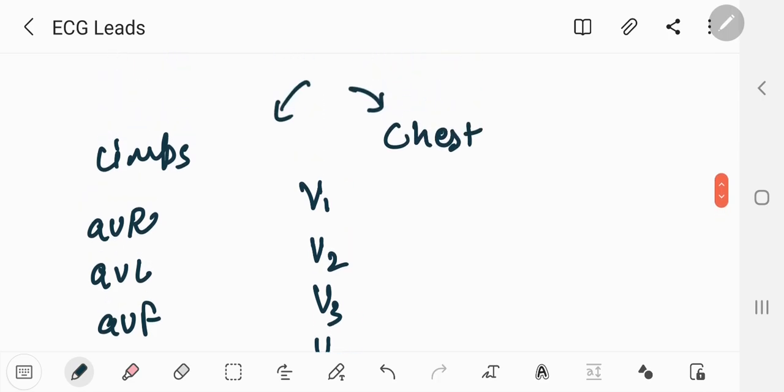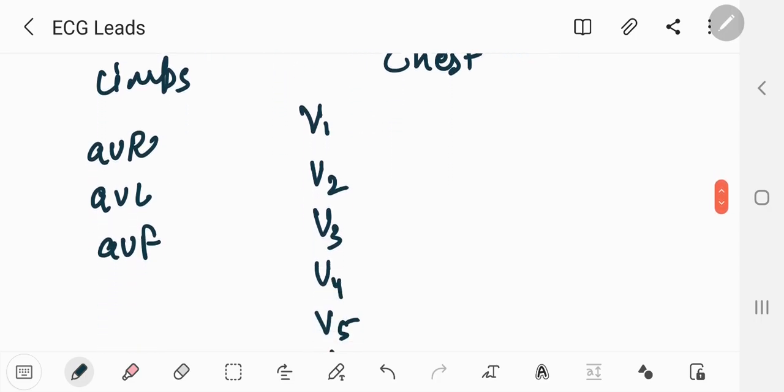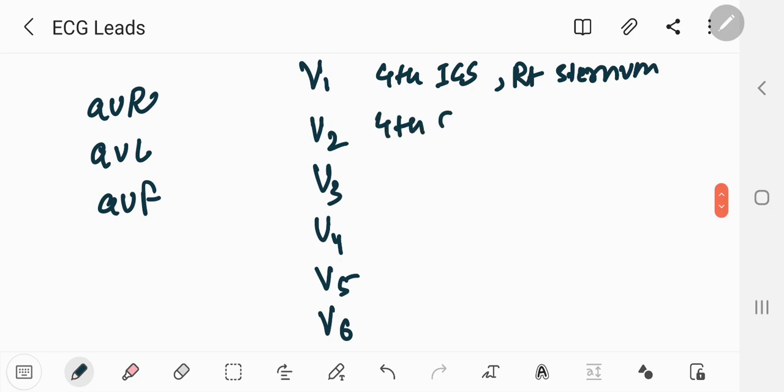Okay, now what is important for us to know is also the location of the chest unipolar ECG leads. So V1 is placed on the 4th intercostal space, opposite to the place where normally the heart is located, that is, right side of the sternum. Now, V2 is also located on the 4th intercostal space, but this one is placed just left to the sternal border.